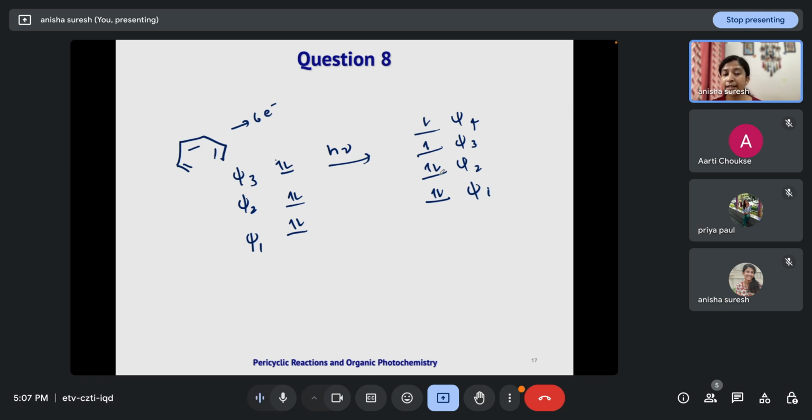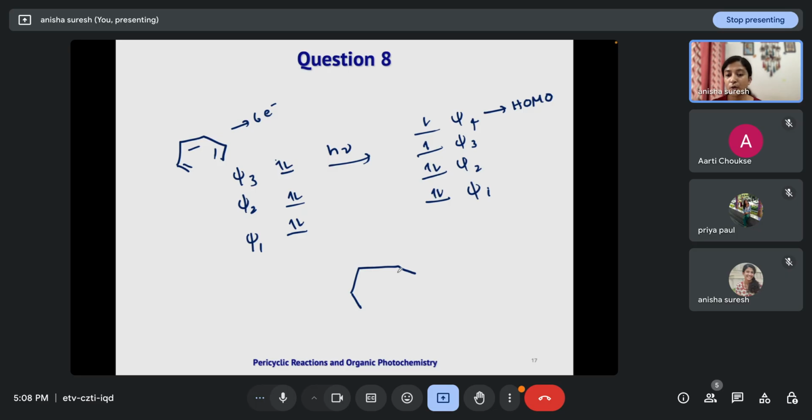So under photochemical irradiation, the HOMO for hexatriene will be psi 4. The highest occupied molecular orbital for hexatriene will be psi 4 in case of photochemical condition. When we are asking about thermal condition, at that time psi 3 will be the HOMO. But under photochemical condition, excitation is taking place and from psi 3, one of the electrons is getting excited into psi 4. So the HOMO will be psi 4. Okay. Yes, correct.